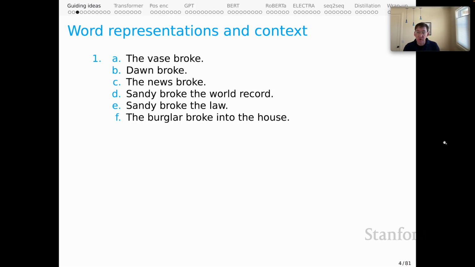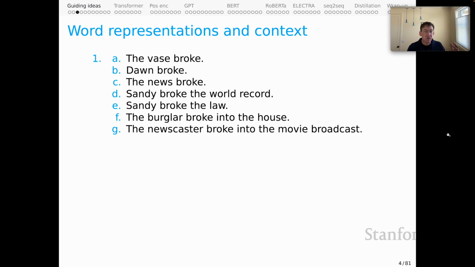The burglar broke into the house. Now we have break appearing with a particle, into, and in this case it means like enter forcibly without permission. But the newscaster broke into the movie broadcast means something more like interrupt, a related but interestingly distinct meaning that is coming from the same break plus particle construction. And then in we broke even, just for another surprise, this is an entirely new sense. Break plus even means something like we lost the same amount as we gained.